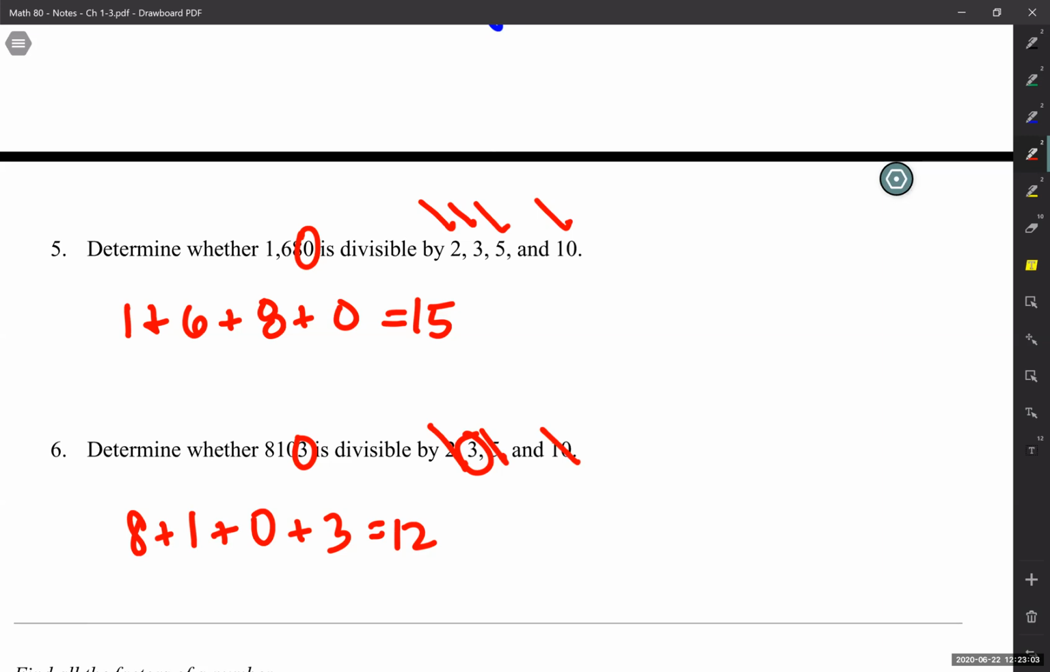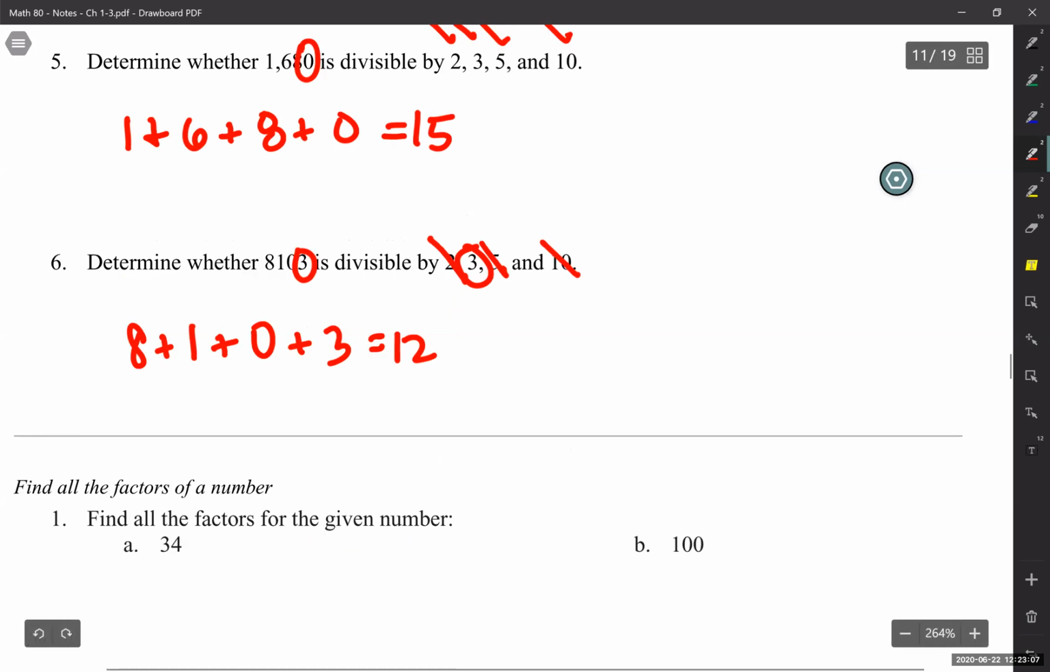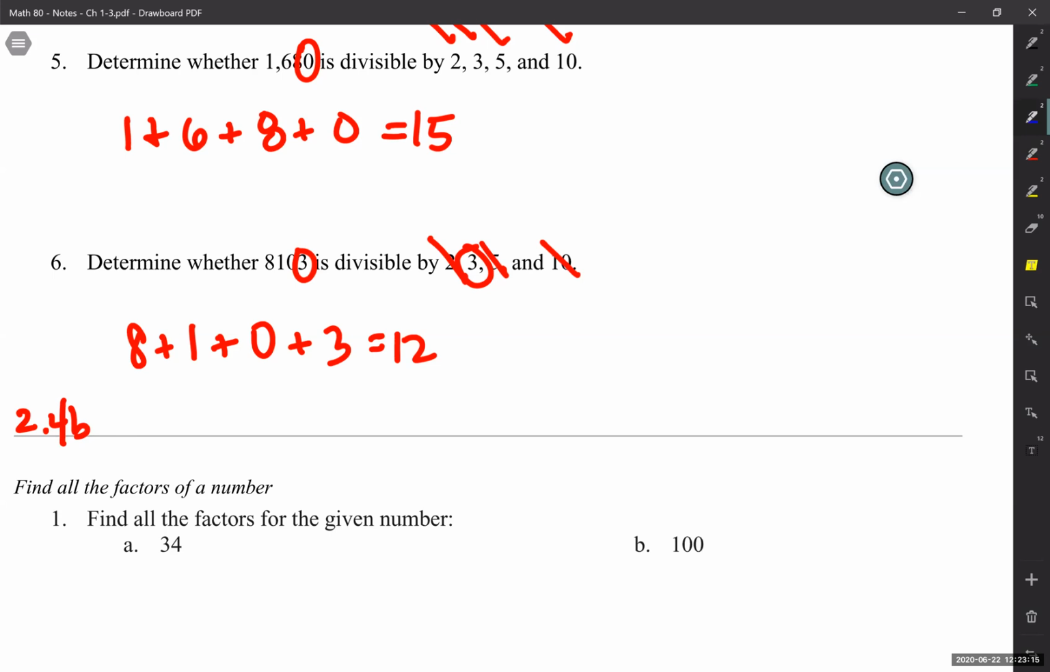All right, so that is it for 2.4a. We are now going to finish up here. 2.4b is underneath this line. So if you want to head out and go do the homework for A, while those divisibility rules are still fresh, go ahead and do that. Or you can just stick with me for the next couple of minutes. We'll finish up this video and then you can do your homework then. It is up to you.